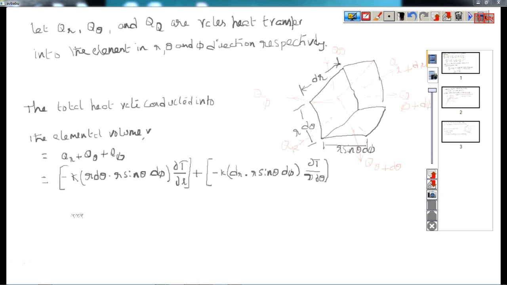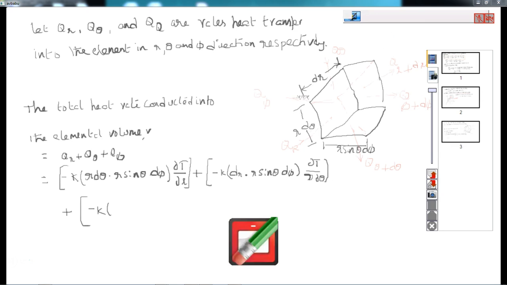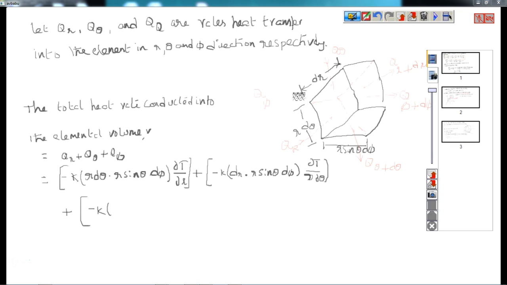Now plus, again in square brackets, minus k into the phi direction. If you see the phi direction, sorry, I should use the arrow. I should use this arrow as the d phi direction, right?